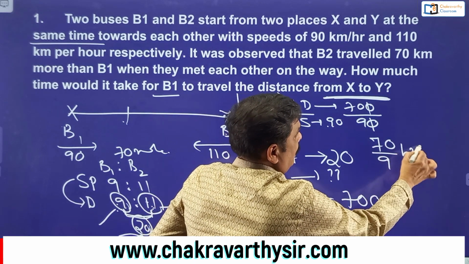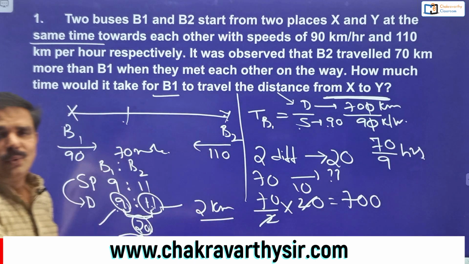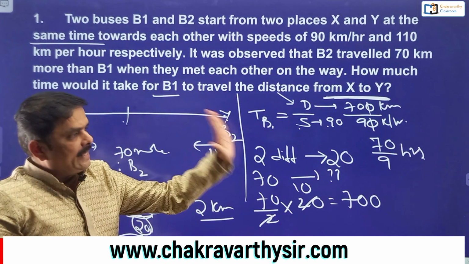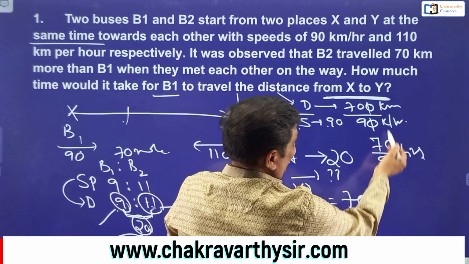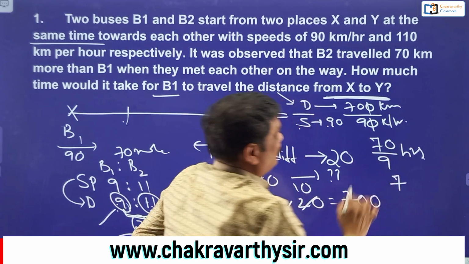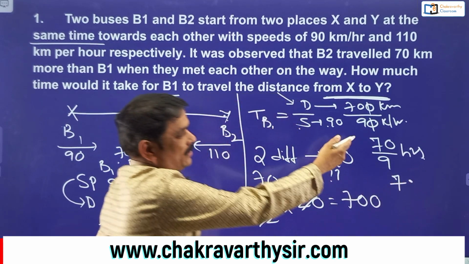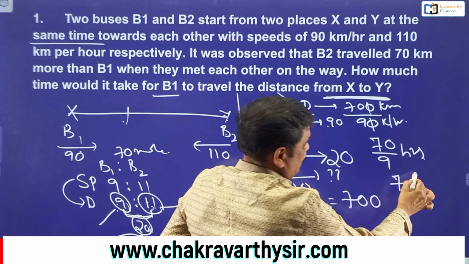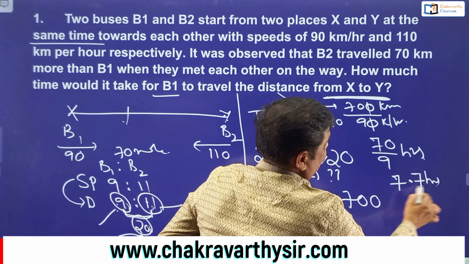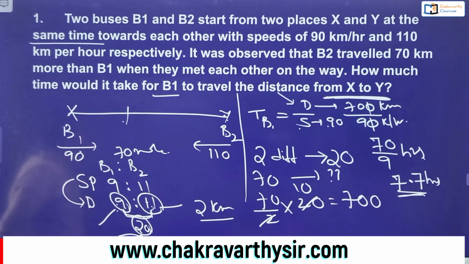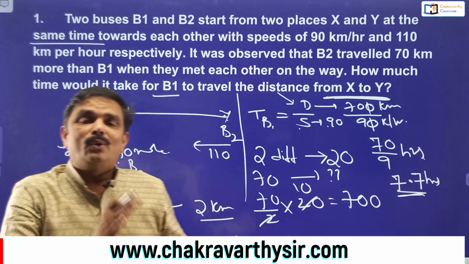70 by 9 hours, because this is kilometers and this is kilometers per hour. If you want, you can go for the mixed fraction or decimals. That depends upon the options given by them. If you go for this, 9 sevens are 63, so 7 is the remainder. Again, 9 sevens are 63. So we can take it as roughly 7.7 hours. Got the idea, students? Always do the questions in this way. If you know the method, you can do it very easily.